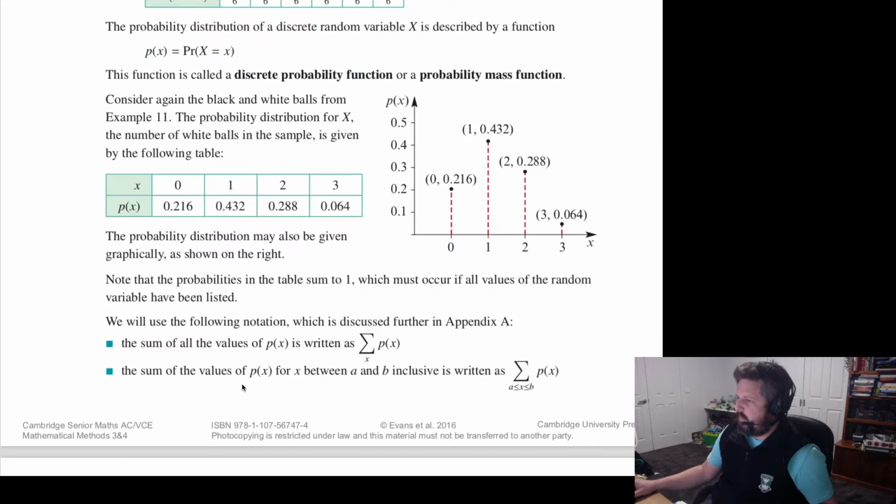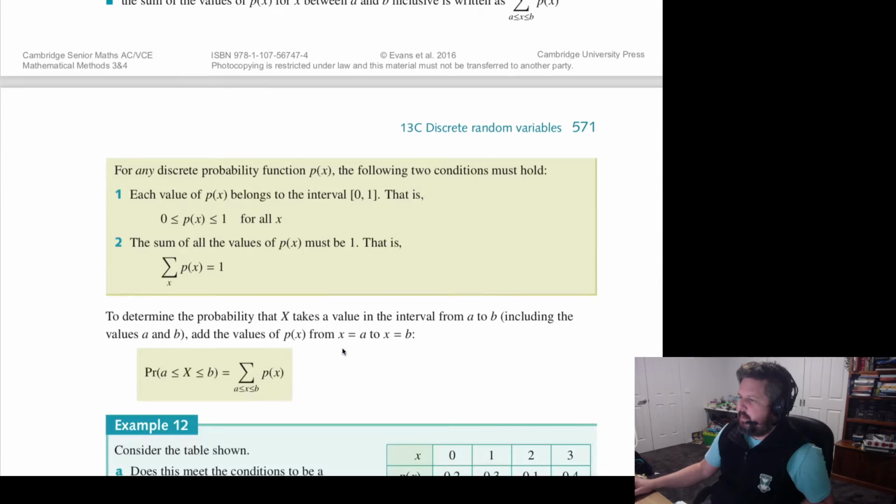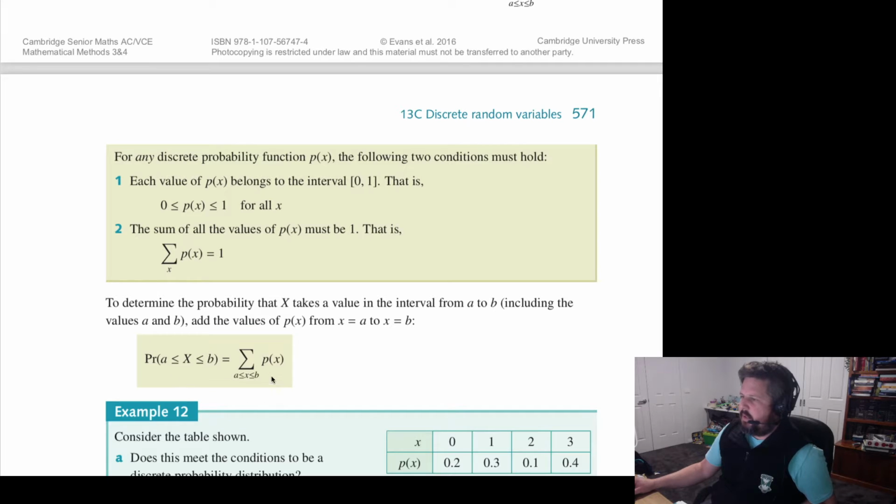Some other things that we're going to be looking at as well is there's some notation. So it says the sum of all the values p of x is written using the sum symbol here, and if you are going to get the sum of all the values of p of x but between some different values such as a and b, it's listed with the sum symbol between those two values a and b as such. So that's just listed there, and we spoke about this one here. If you're going to find it between a and b, it actually includes those values on either side as well.